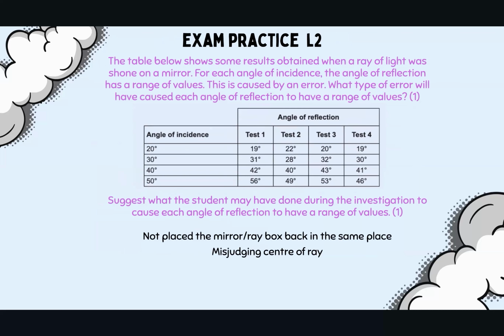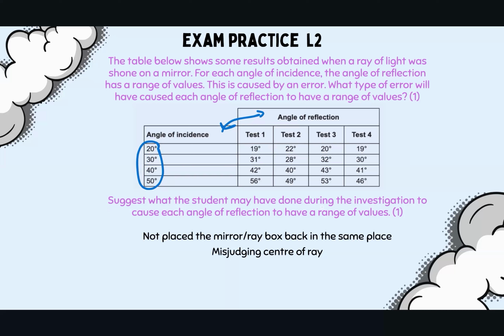So now the table below shows some results obtained when a ray of light was shone on a mirror. For each angle of incidence, the angle of reflection has a range of values. This is caused by an error. What type of error will have caused each angle of reflection to have a range of values? Because the angle of incidence should equal the angle of reflection. So why do we have a difference? And why do we have a range?